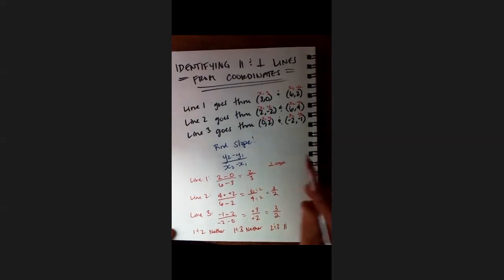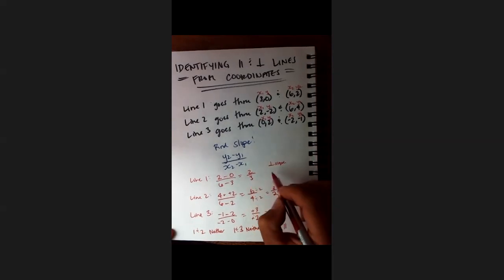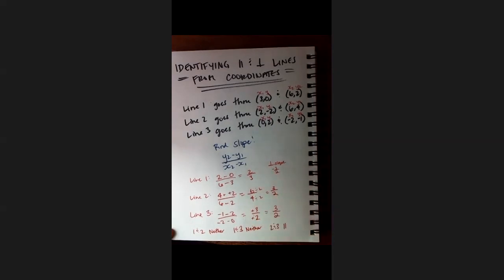So a perpendicular slope of 2/3 would be negative 3 over 2. Remember, it's opposite, so it's negative, and reciprocal, so you just flip that fraction or slope. Cool.